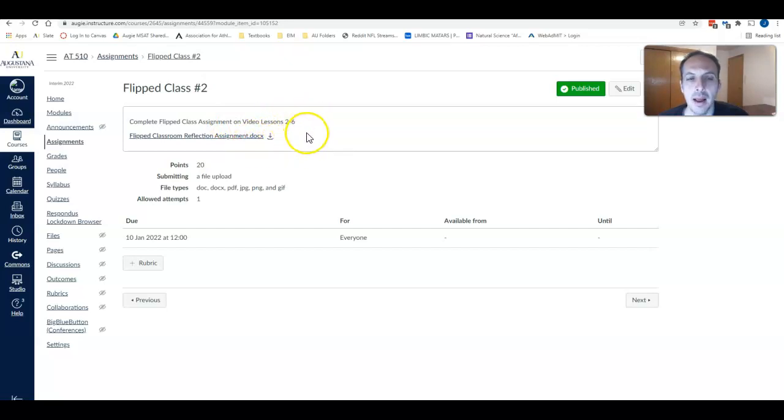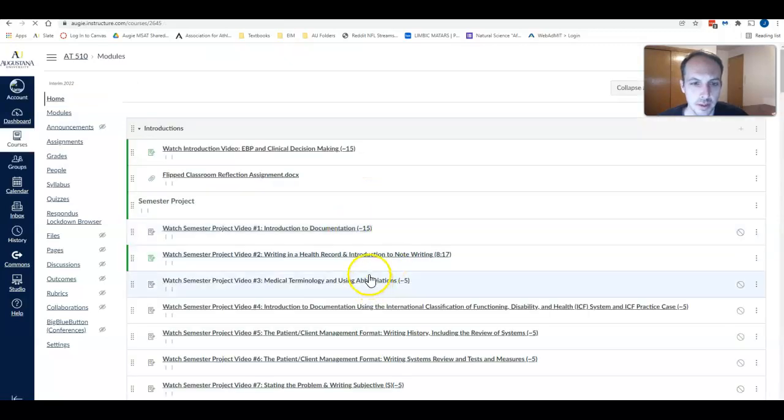And you can combine these a little bit, but really it's easiest if you do one flipped class for each video lesson and the associated readings. And then you will upload these to Canvas for grading prior to the synchronous session.